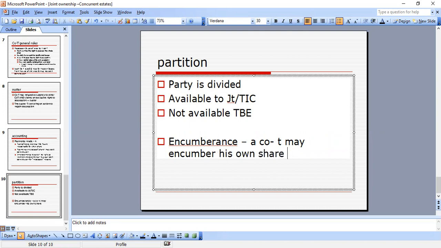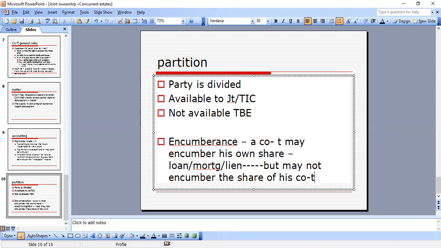So he may go out and get a loan, a mortgage, or a lien. It might be a lien on his part, but it may not encumber the share of his co-tenant.